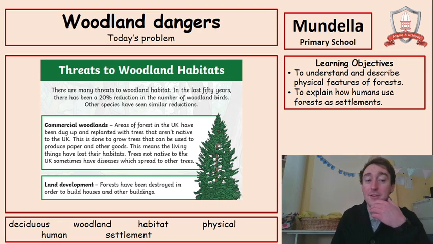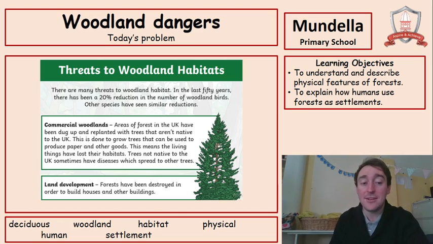Well, areas of forest have been dug up and replanted with trees that aren't temperate deciduous. They're not native to the UK. So you might find different types of trees. And this is done simply so that we can make paper and use it for our own good, the human geography here. Trees not native to the UK also sometimes have diseases, and it spreads to our native trees, which kills them. Also, we develop a lot of land around here. There's lots of houses, lots of roads and buildings, and a lot of these trees have to be destroyed in order to make space for these new pieces of land that we build.